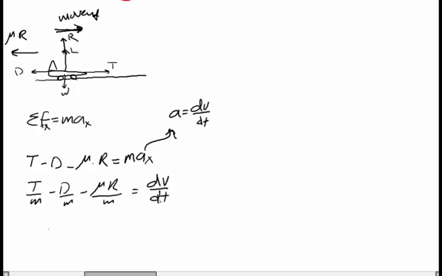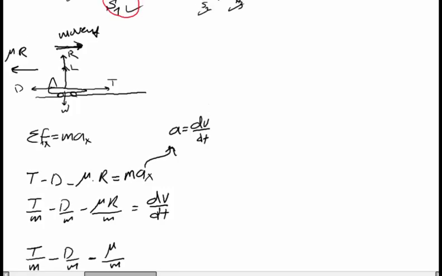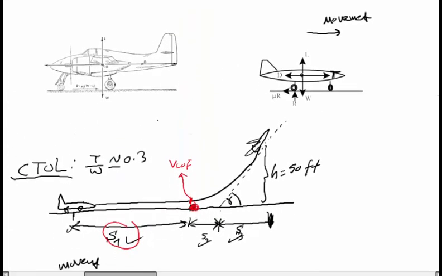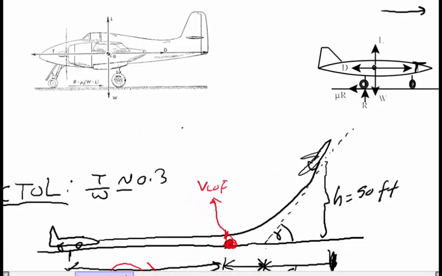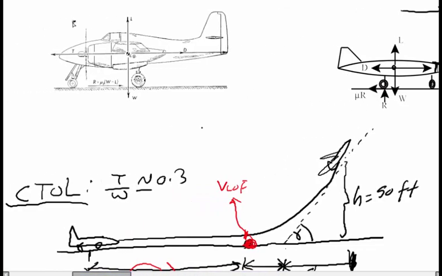Now let's rearrange it: thrust over m minus drag over m minus mu times the reaction over m. And what's R, the reaction here? Let me take the first picture. If the movement is in this direction, the reaction R will be equal to mu times W, weight minus lift.